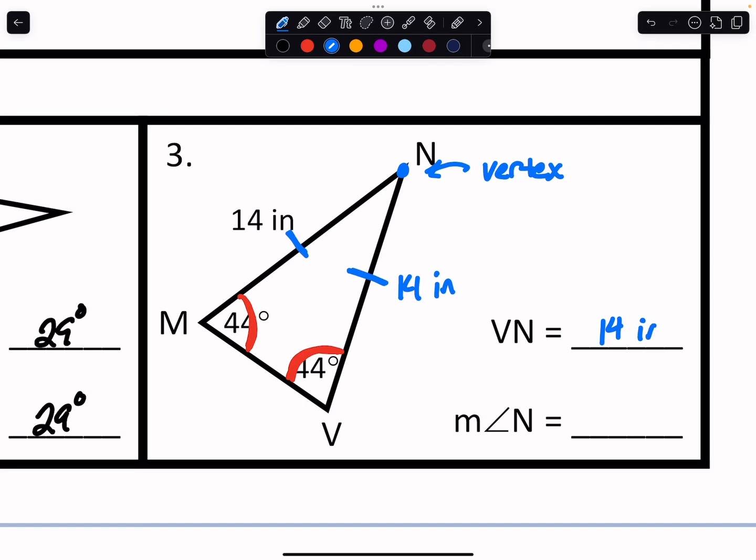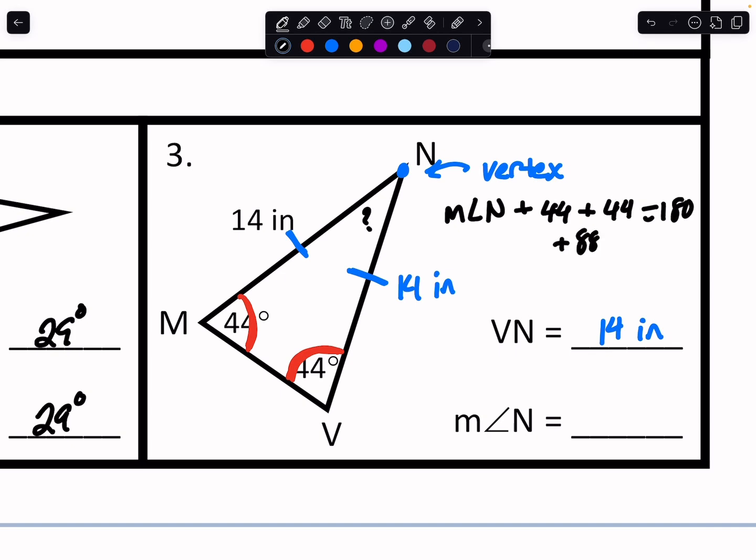14 inches. But angle N, the vertex in this picture, just use your knowledge, right? Triangle sum, all the angles add to 180. So let's set up an equation. Angle N plus 44 plus another 44 is going to equal 180. Well, 44 plus 44 is 88. Add that to angle N, that is equal to 180. And now let's take away 88 from 180.